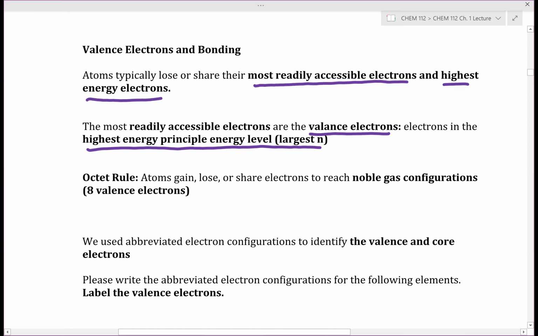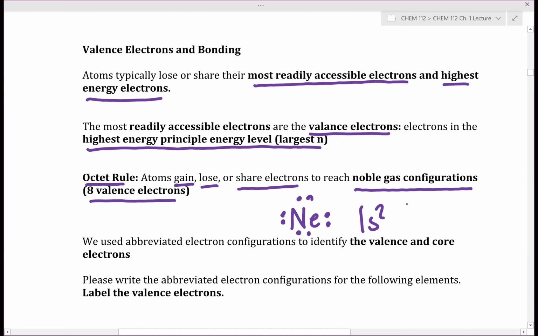Now, as a general rule, the Octet Rule states that atoms will gain, lose, or share electrons to reach a noble gas configuration. And a noble gas configuration involves 8 valence electrons. So for example, if we take a look at neon, neon has 8 valence electrons. So it has a configuration of 1s2, 2s2, 2p6.